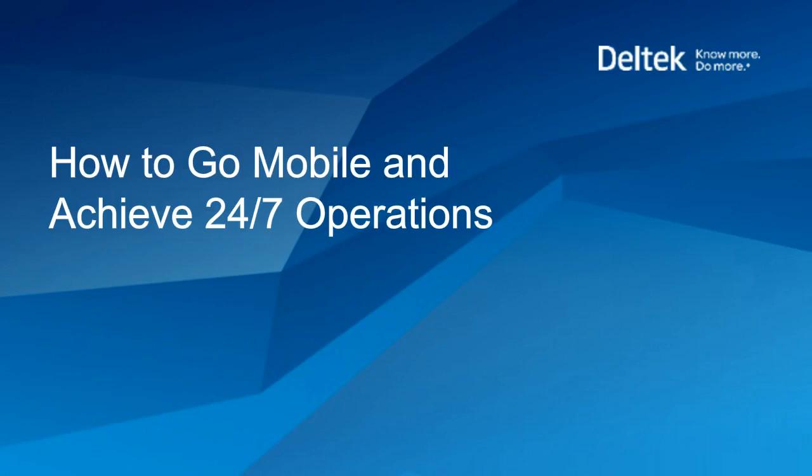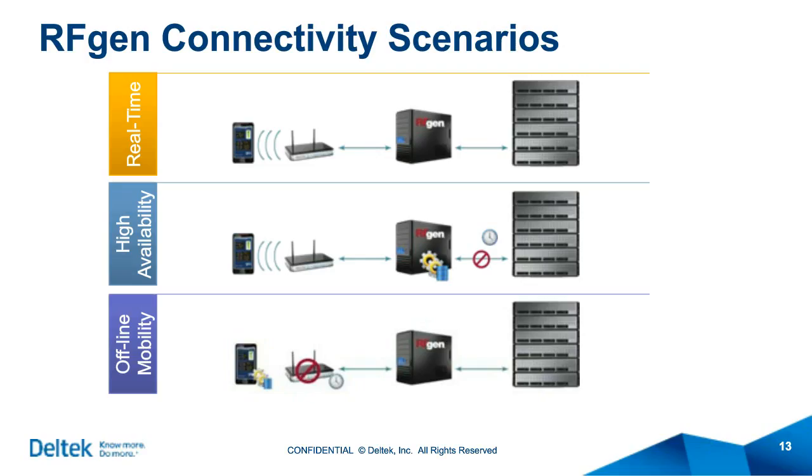So how do I go to 24/7 operations in different environments? There are three different environments I've touched on lightly. One is the top that you see here, the real-time environment, where I'm going to have workers inside a facility, and as I mentioned, they'll have access points. They'll have real-time accessibility back to the ERP system.